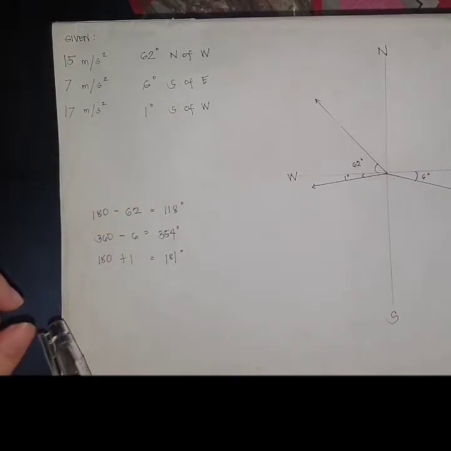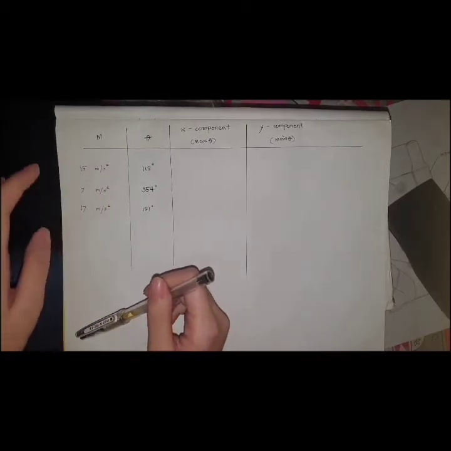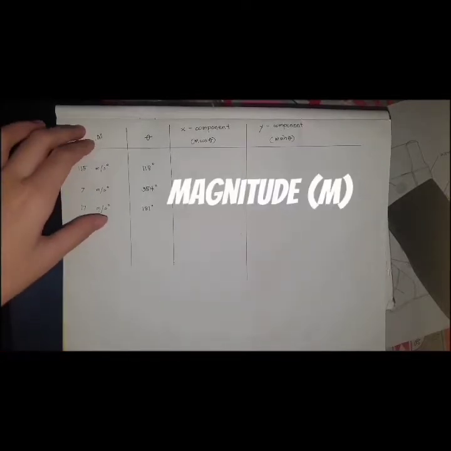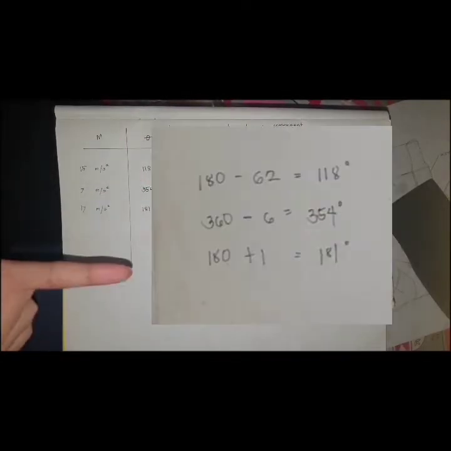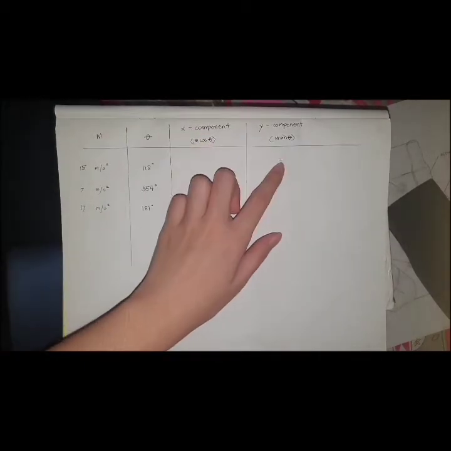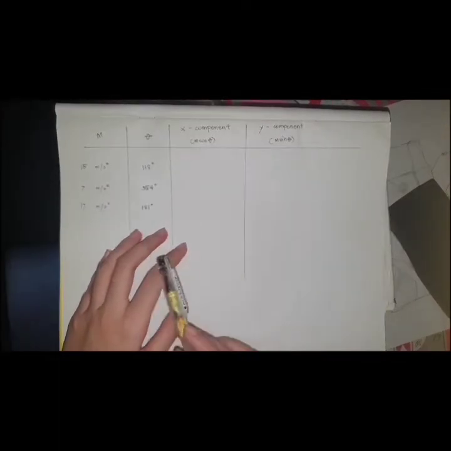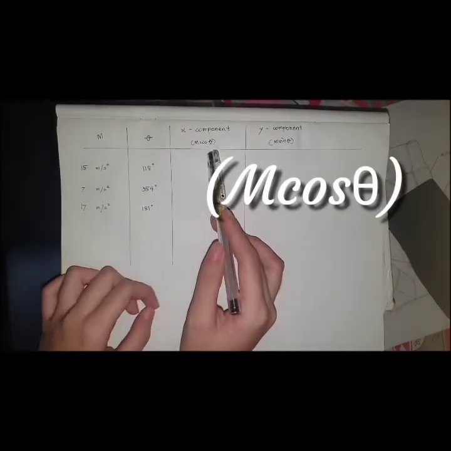Our next thing to do is to make a table. Wait, I forgot to mention that 15 m/s squared, 7 m/s squared, and 17 m/s squared are the magnitudes. So where did I get this theta? Because of this. Right now, we're gonna solve the x component and the y component. To get the x component, we're gonna follow this formula: magnitude times cosine of theta.